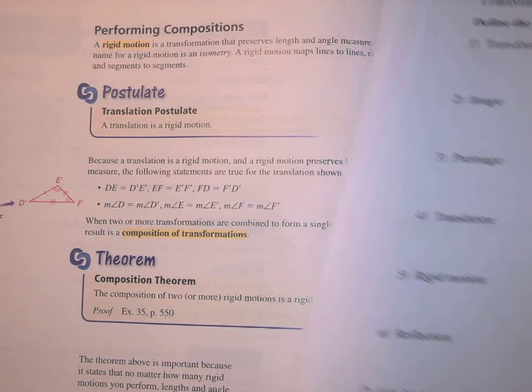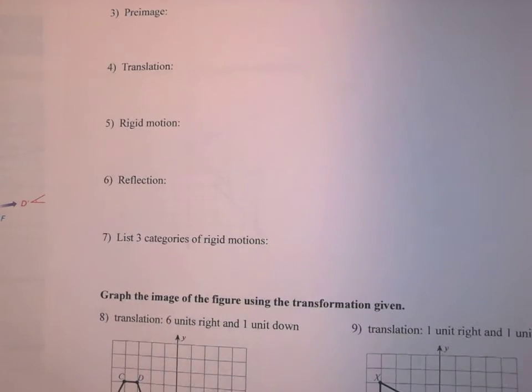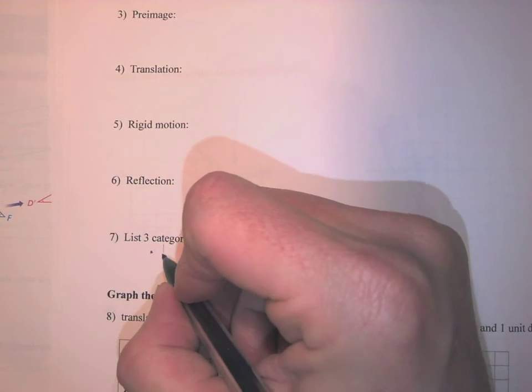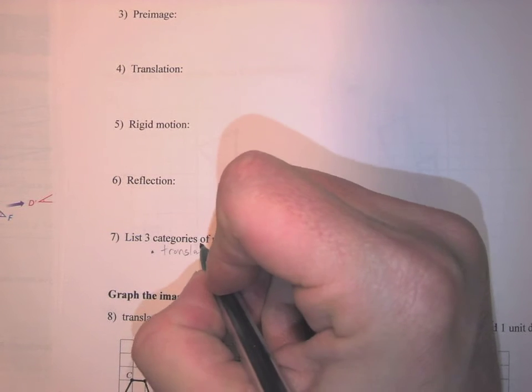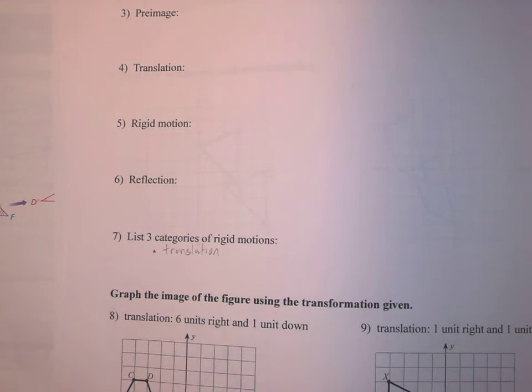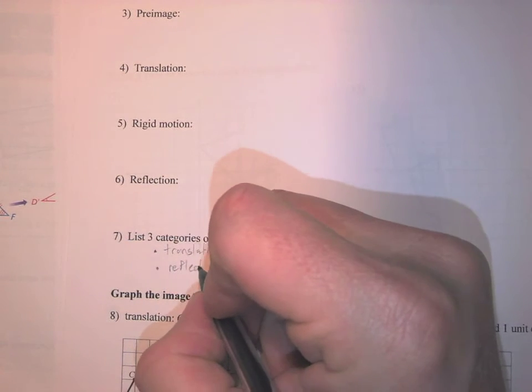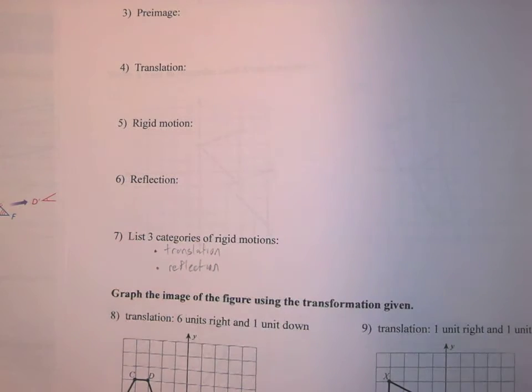So number 7 here says list the categories of rigid motions. So you got a translation is a rigid motion. A reflection is a rigid motion.